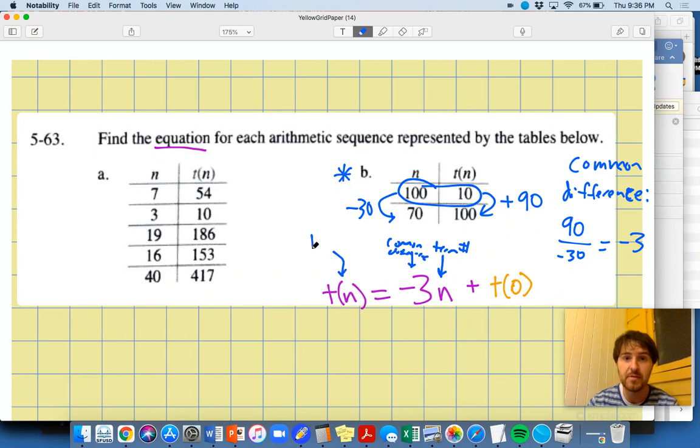Okay, this is the term itself. So I want to use an equation because I want to be able to tell, for a given term number, what my term is. But the problem is I put that 100 in, I get -300 here. Well, that doesn't give me -3. -300 isn't a term, it's 10.